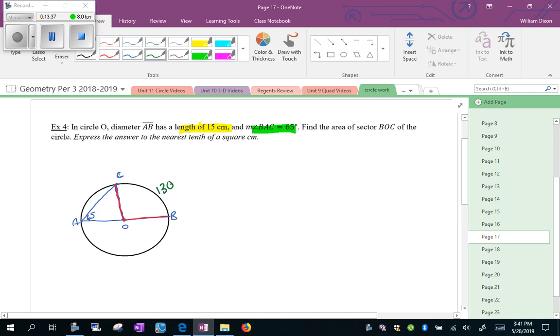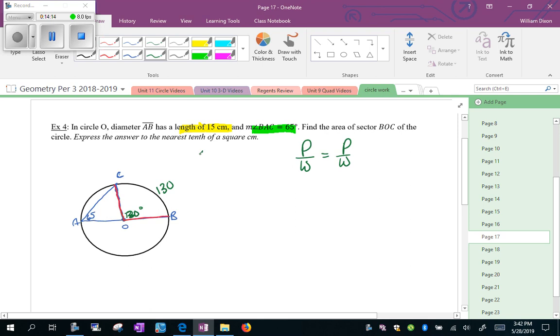Okay, now BOC here is a central angle. And we know that the central angle is congruent to the arc that it intercepts. So BOC is 130 degrees. Oops, that's ugly. But anyway, 130 degrees. So now I can work because I know I can find the area of the whole circle because I'm going to set up my part to whole equals part over whole.